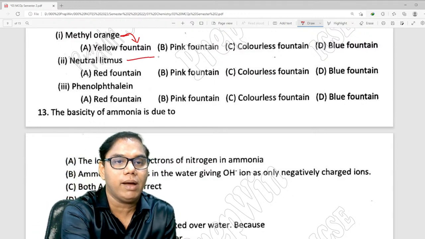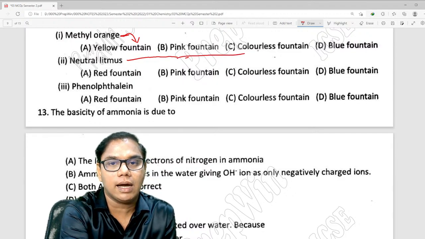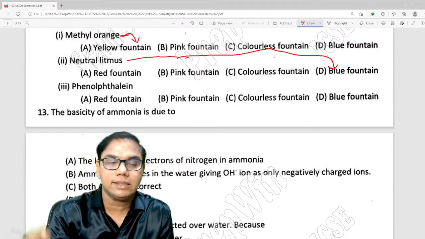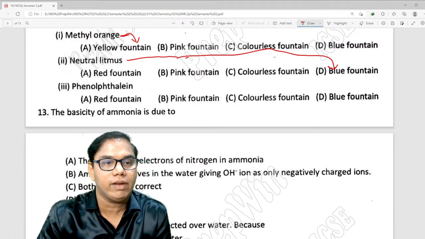Litmus. For base, litmus color changes to blue. Litmus blue. So correct answer is D. Yes, most of the students are giving the correct answer.